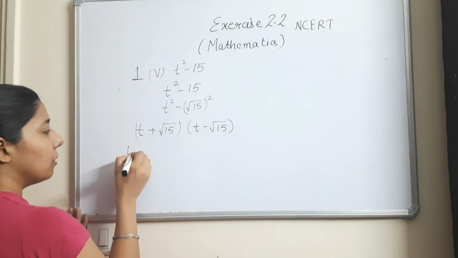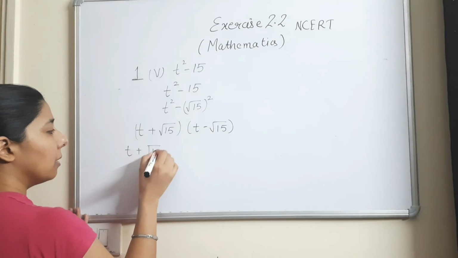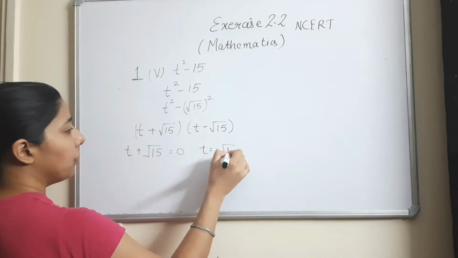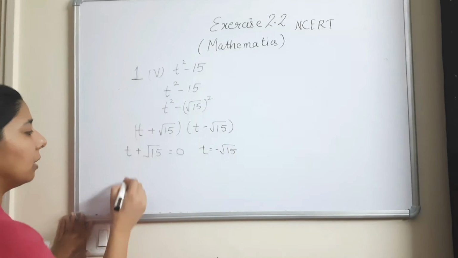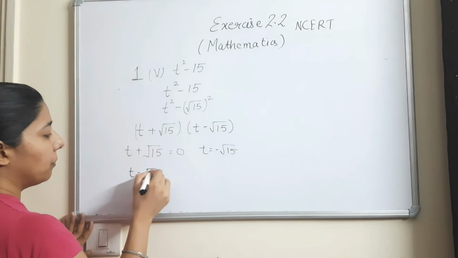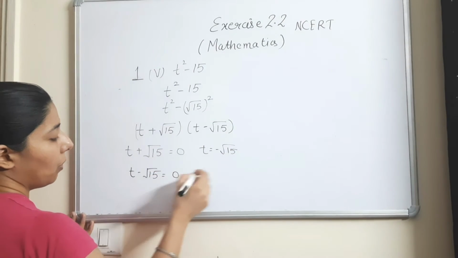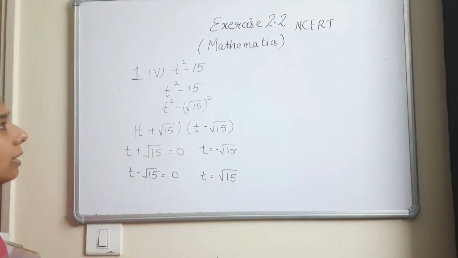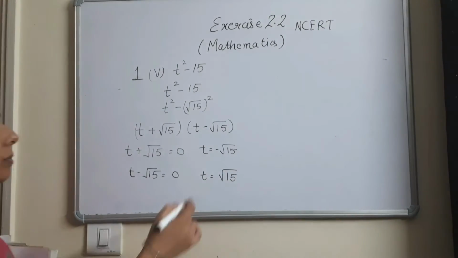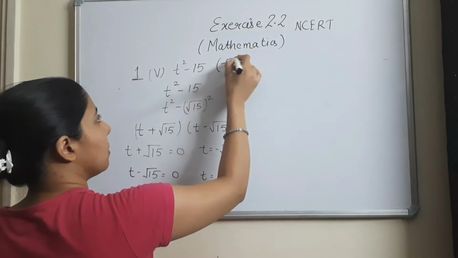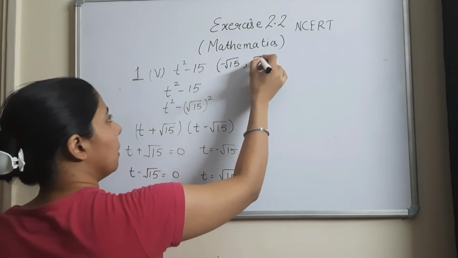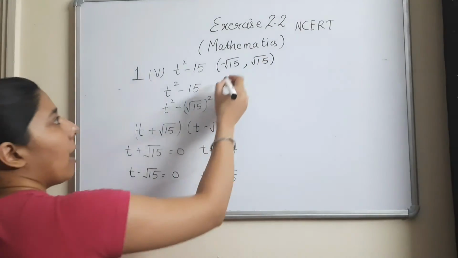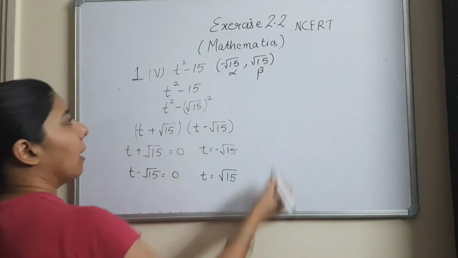Now for finding the zeros, put t plus root 15 equal to 0. From here t is equal to minus root 15, and also put t minus root 15 is equal to 0. From here t is equal to root 15. So what are the zeros of this polynomial? The zeros of this polynomial are minus root 15 and root 15. Now we will mark the zeros as alpha and beta.